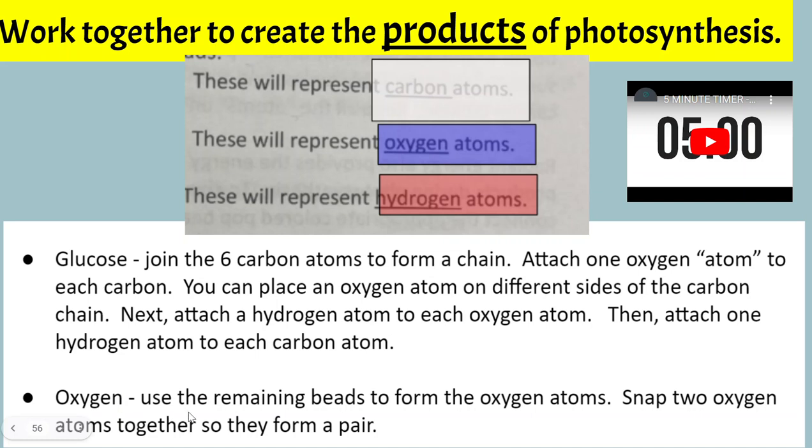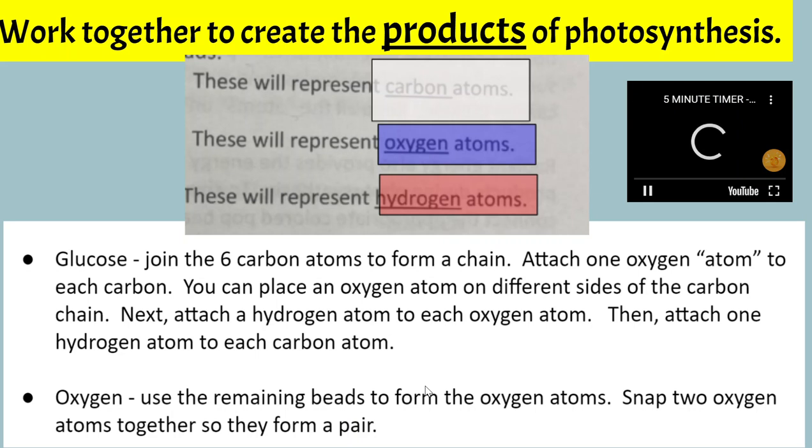In the end, you're going to have a whole bunch of leftover blues, and those are oxygen atoms, right? Oxygen likes to form molecules in pairs, and so you're going to pair up all the leftover blues. Here's what it's going to look like, though.